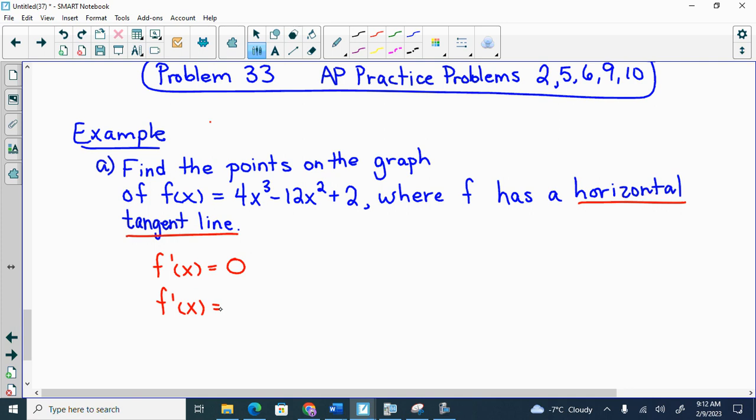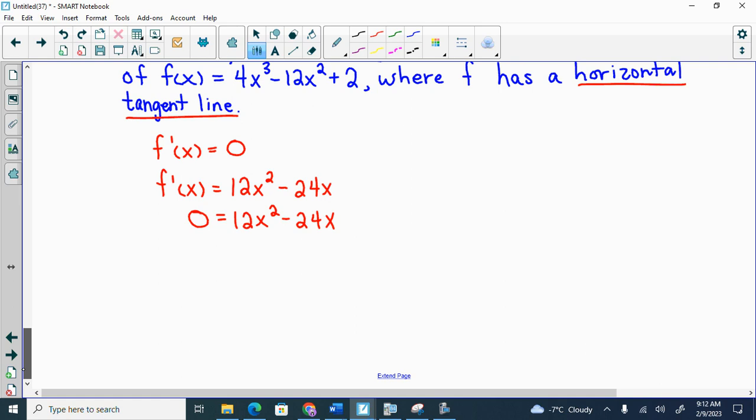So what do we do when we do the first derivative? What do we get? 12x squared minus 24x. And what do we have to do? Set this equal to 0, and then factor out the GCF. So what can I take out? 12x.